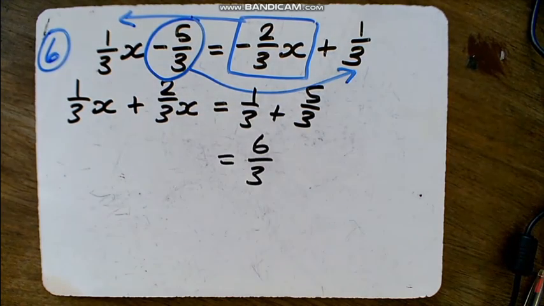6 over 3, adding up the fractions. On the left hand side, we have 1/3 and 2/3. Adding 1/3 and 2/3, how much will we get? 1 whole. So we got 1x. So x is equal to 6 over 3. Simplify the fraction. 6 divided by 3 is equal to 2.